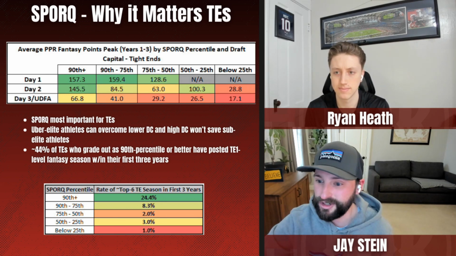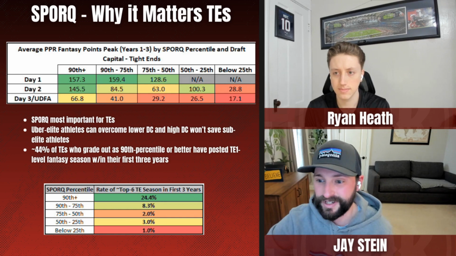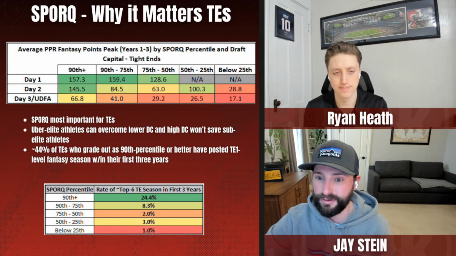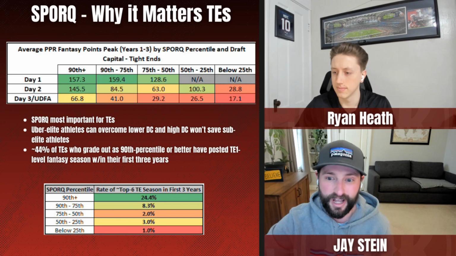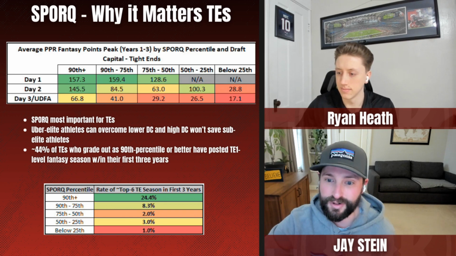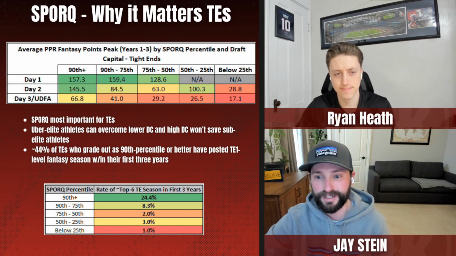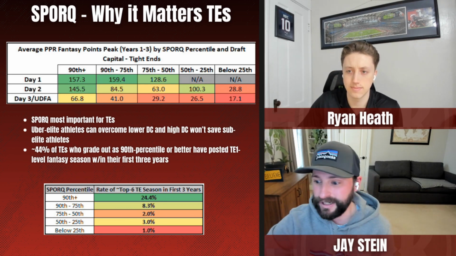it's really tough to judge through college because there isn't a lot of production besides a few examples like Brock Bowers or some of the other guys. Tight ends don't get used all that often in college offenses, so the production is a lot harder to come by. And this is definitely a position where we can pair draft capital plus the Sporq or athleticism together to get a pretty good idea of what that player will be.